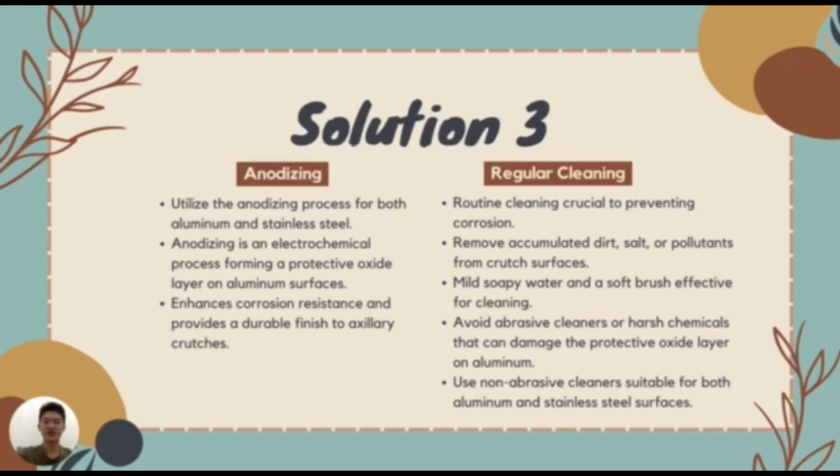To effectively address the corrosion issue in axillary crutches, implementing the anodizing process proved instrumental for both aluminium and stainless steel variants. Anodizing, an electrochemical process, creates a protective oxide layer on the aluminium surface, significantly boosting corrosion resistance and providing a durable finish to the crutches. Additionally, regular cleaning practices play a vital role in corrosion prevention. Removing accumulated dirt, salt, or pollutants using mild, soapy water and a soft brush helps maintain the integrity of the crutch surface. It's imperative to avoid aggressive cleaners or harsh chemicals that could potentially damage the protective oxide layer of aluminium. Opting for non-aggressive cleaners suitable for both aluminium and stainless steel surfaces ensures effective corrosion prevention.